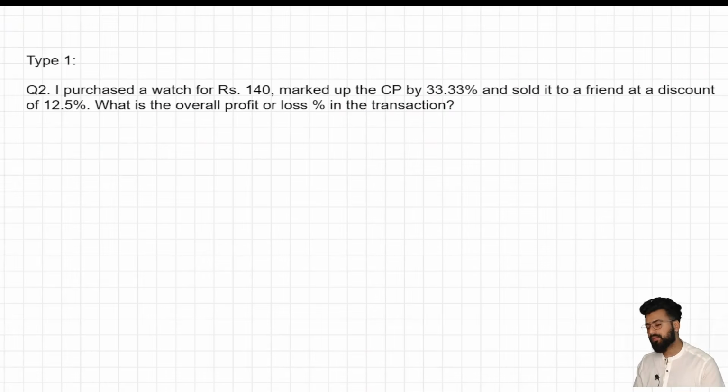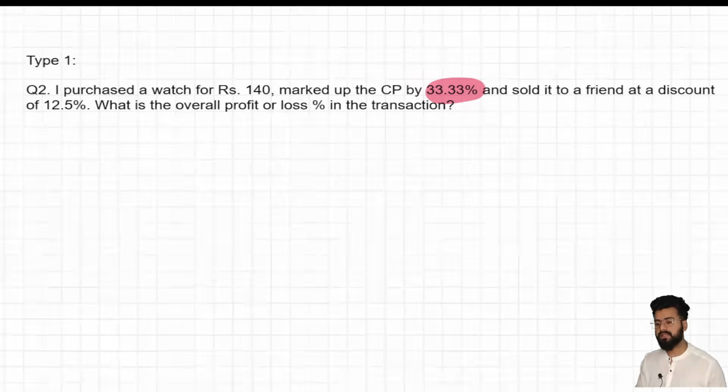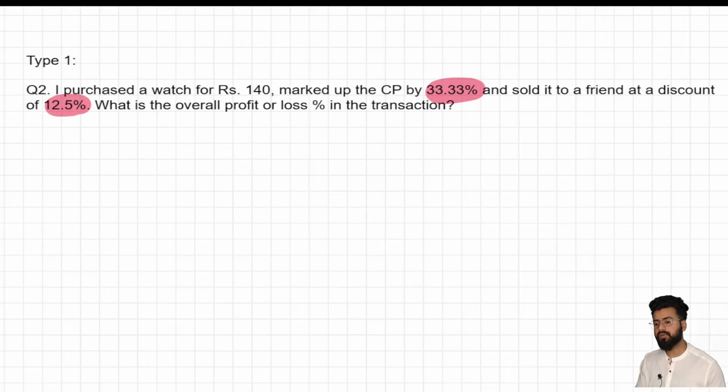Now, when you read this question, you would realize that this question is exactly the same as the last one. The only difference is here, the percentage values are changed. Markup is 33.33% and discount is 12.5. And then eventually I have to find the same thing. What is profit or loss percent in this transaction, right?